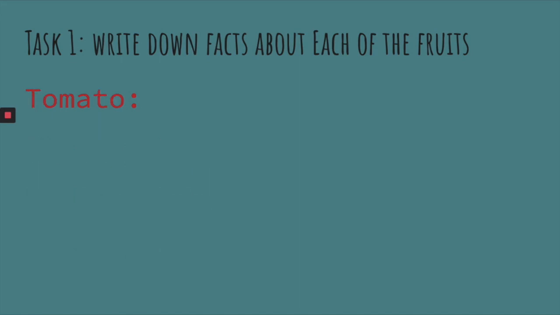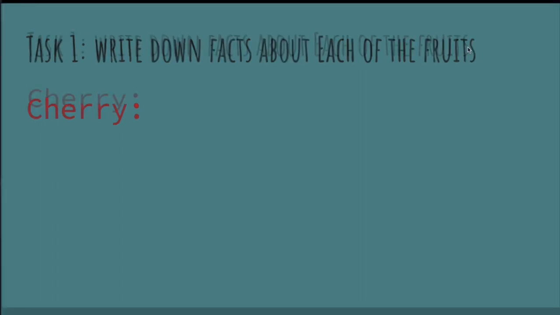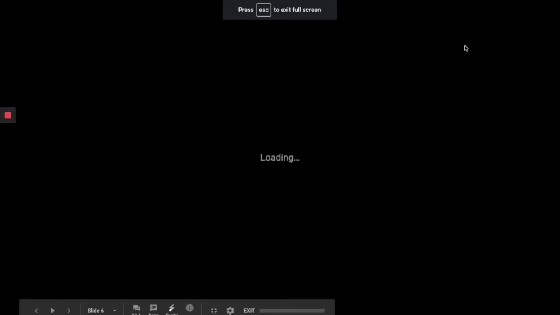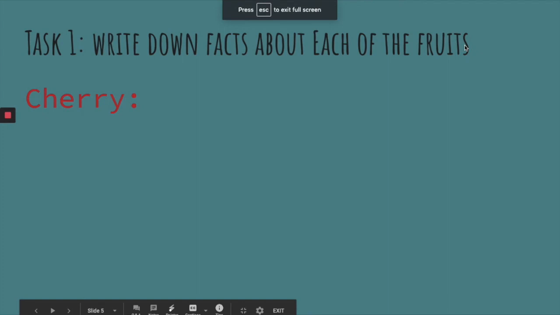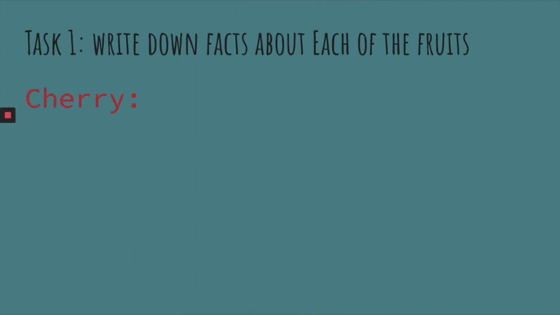So, on the next two slides, or on a piece of paper, however you want to do it, tell me what you know about a tomato. Tell me what you know about a cherry. Okay. So, I'm hoping that you got some good facts down about each of these. You've got your facts down about tomatoes, cherries, and bananas. If you added to mine, fantastic, okay?